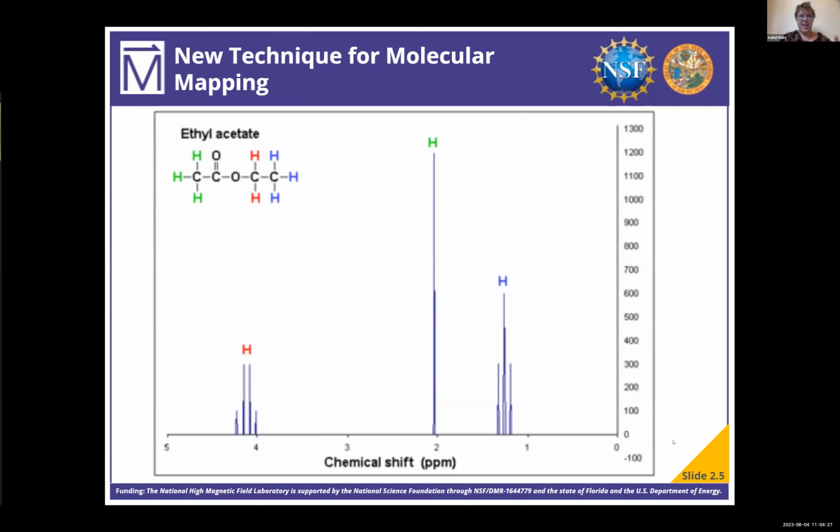So I've just blown up a common one-dimensional proton NMR spectra here. And I hope there's no one on the call who is red-green colorblind. If you are, please let me know, raise your hand, and I'll be more specific.